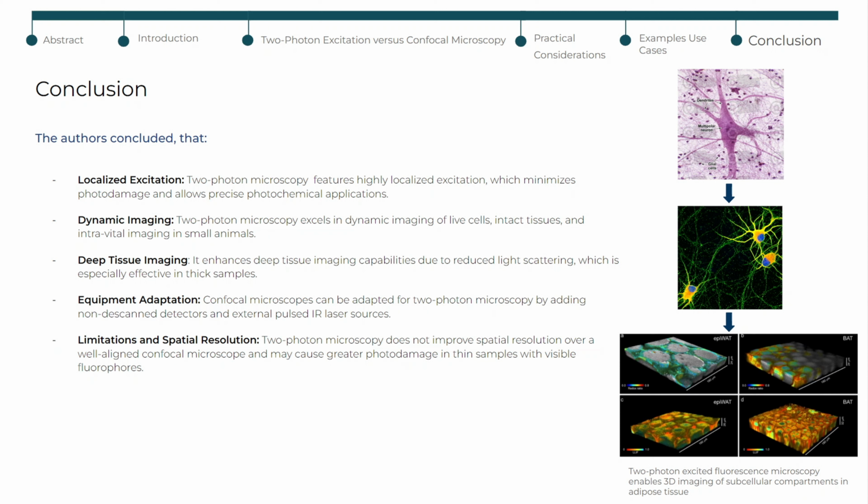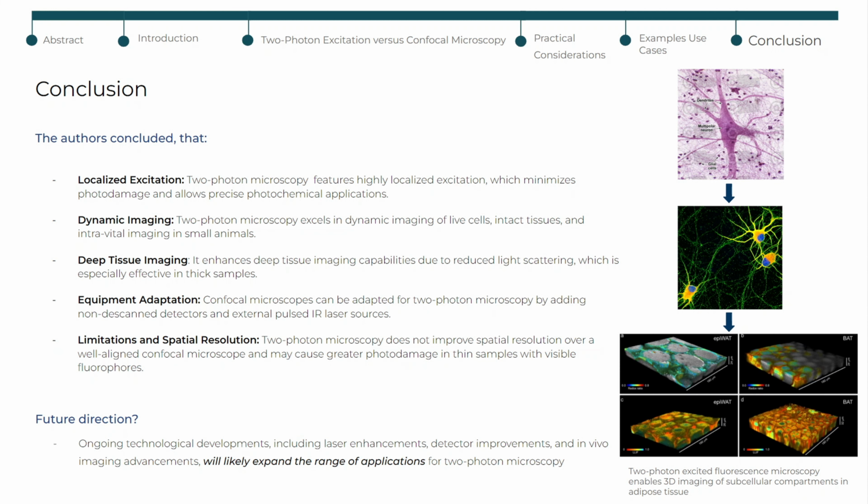However, it's important to note that two-photon microscopy does not improve spatial resolution compared to a well-aligned confocal microscope, and may cause more photo damage in thin samples with visible fluorophores. Looking ahead, ongoing advancements in laser technology, detector improvements, and in vivo imaging will very likely broaden the applications of two-photon microscopy.